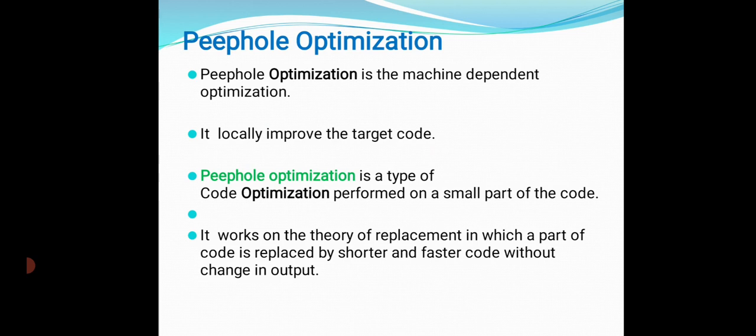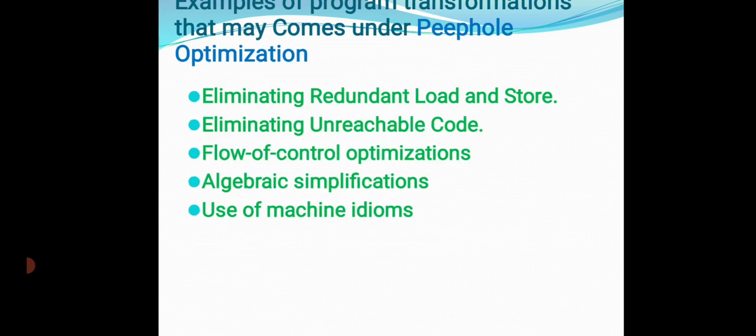And what is peephole optimization? Peephole optimization is a machine dependent optimization, and it can locally improve the target code. It is a type of code optimization performed on a smaller part, meaning the peephole of the code. It works on the theory of replacement, in which a part of code is replaced by shorter and faster code without changing the meaning of the program.